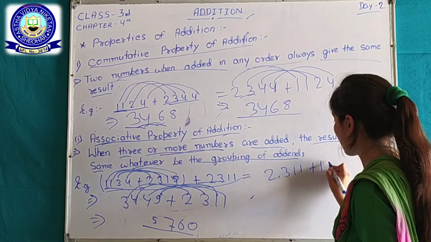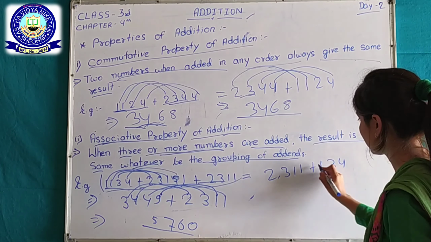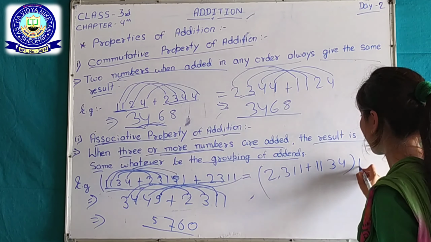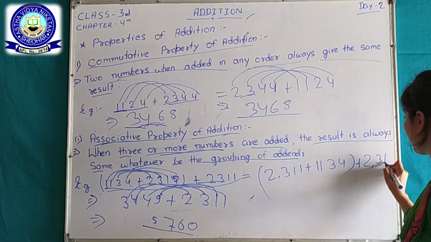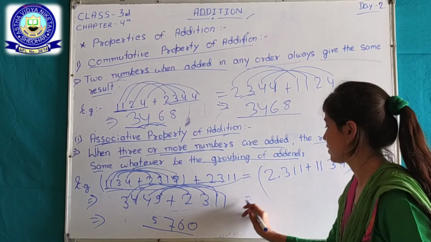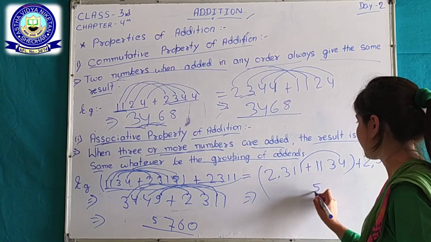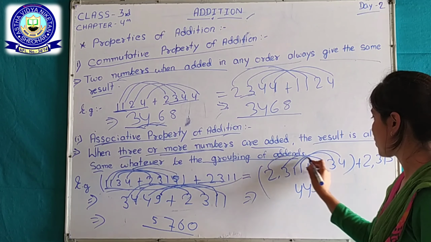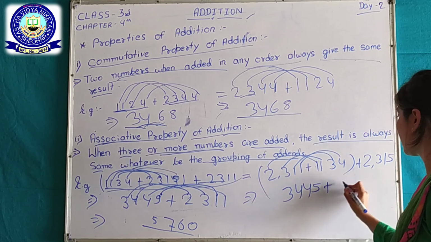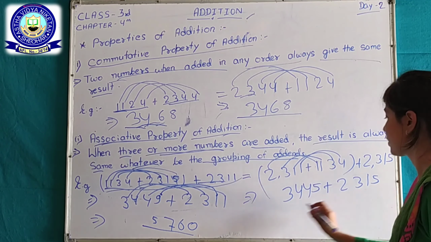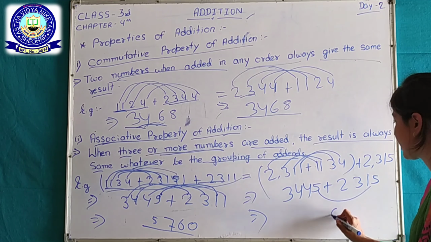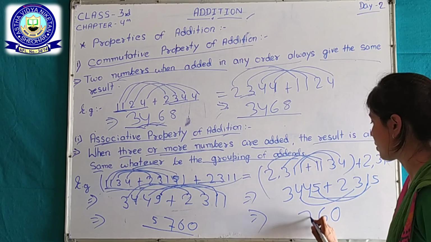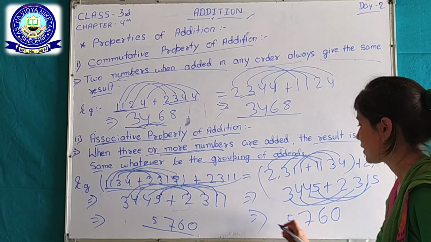2311 plus 1304, plus 1134 plus 2315, we get the same result. 1 plus 4 equals 5, 3 plus 1 equals 4, 1 plus 3 equals 4, 2 plus 1 equals 3, plus 2315. 5 plus 5 we get 10, carry 1, 4 plus 1 is 5, carry 1 is 6, 4 plus 3 equals 7 and 3 plus 2 equals 5. The result will always be the same.